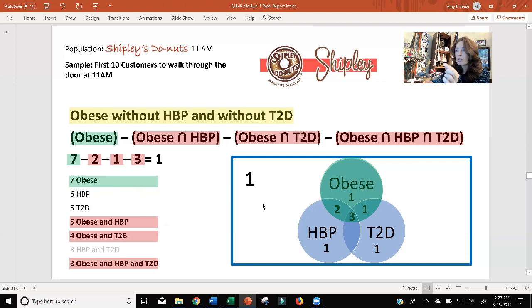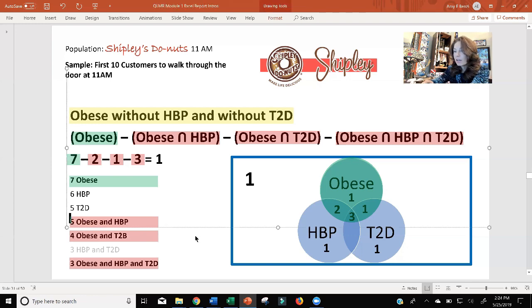So when you guys talk about complementary sets, if I want to say of the people at Shipley's Donuts, 9 of them were either obese, had high blood pressure, or type 2 diabetes, the complement of that is that there's one left over, one person. So the complement of a set is everything that's left over. In this case, one person had nothing, therefore 9 people had something.